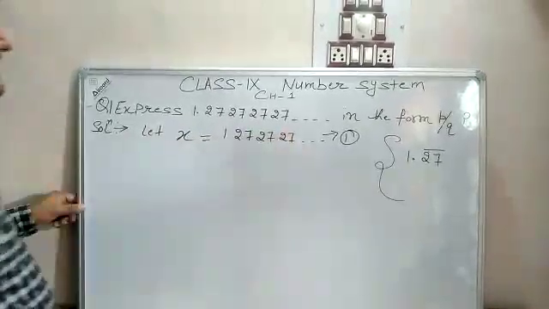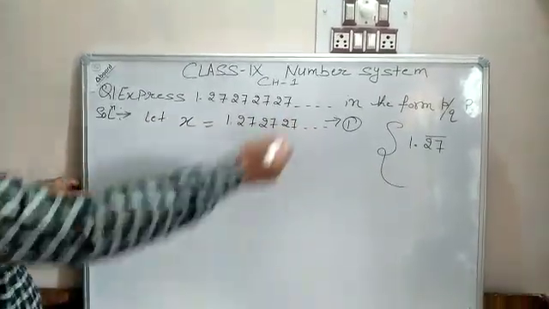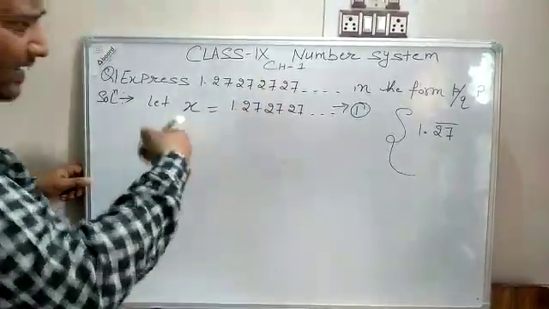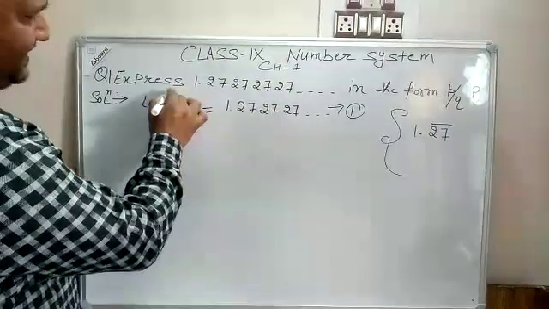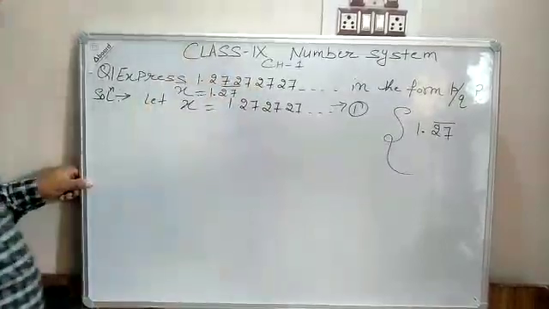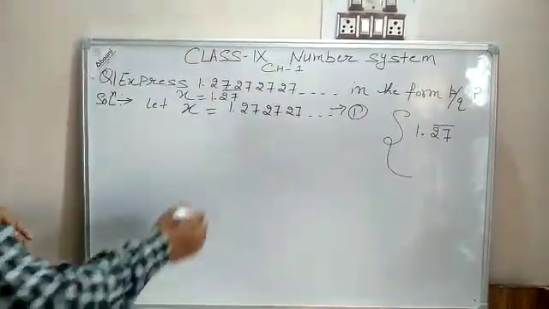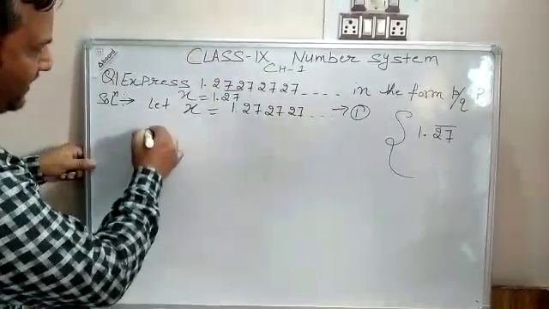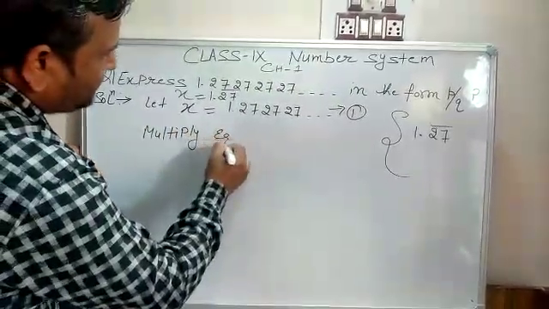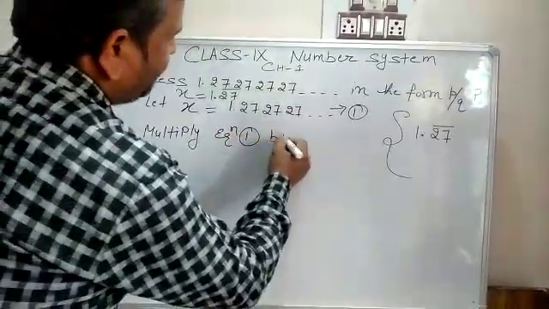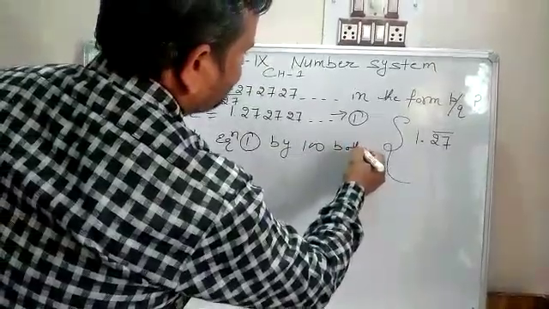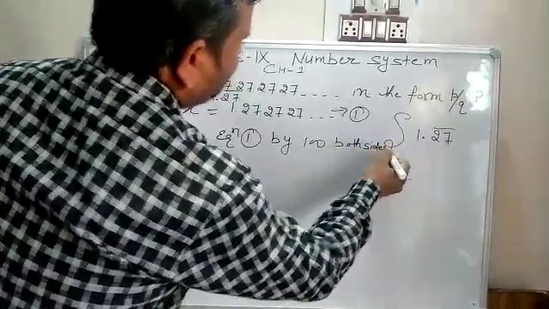So we have to write this number in the form of P upon Q. How can we do it? We have to focus on how we can write this number. x is equal to 1.27 bar. This is our priority, and this is equation number 1. Multiply equation 1 by 100 on both sides. Why 100? Try to understand.